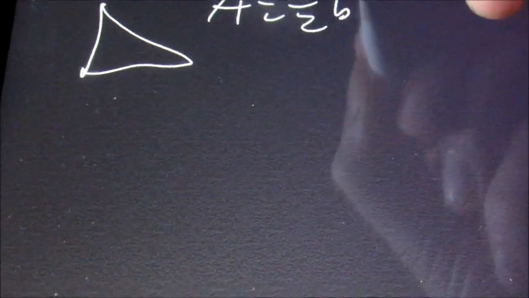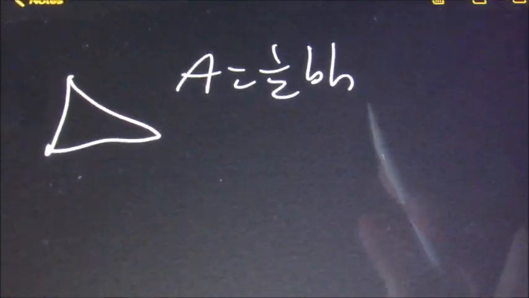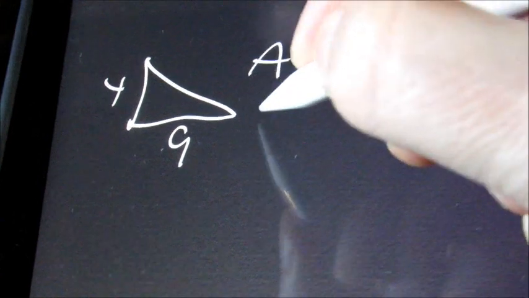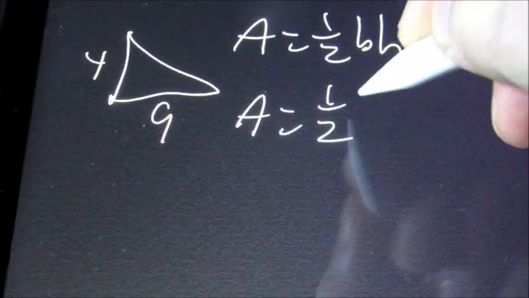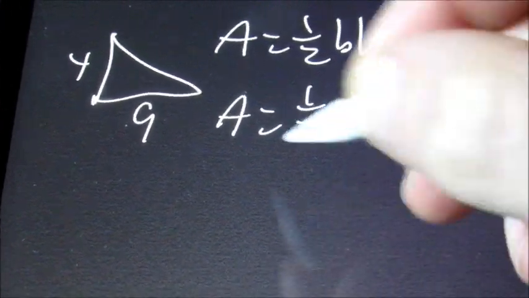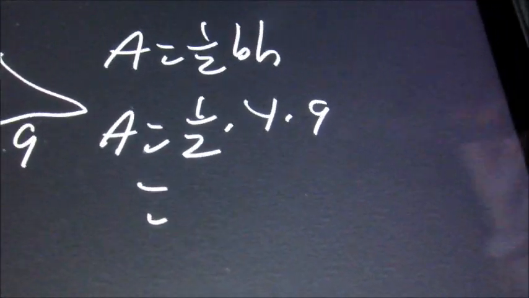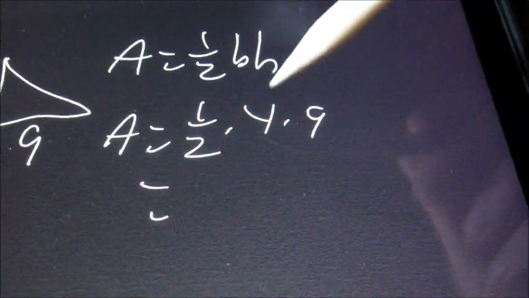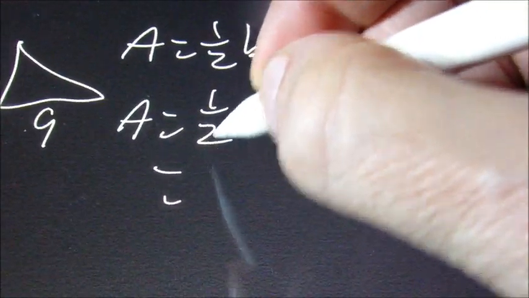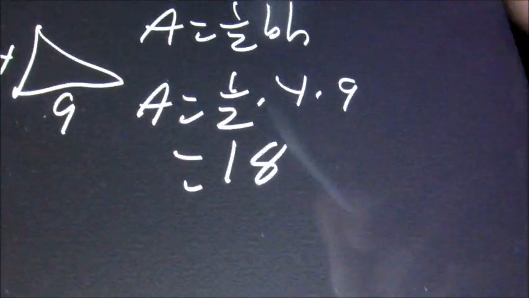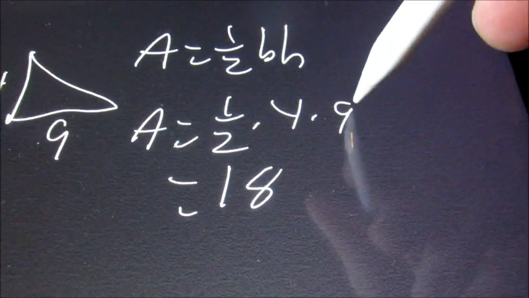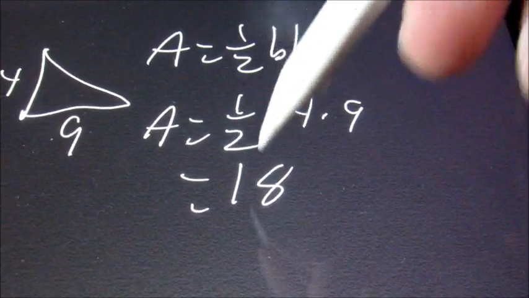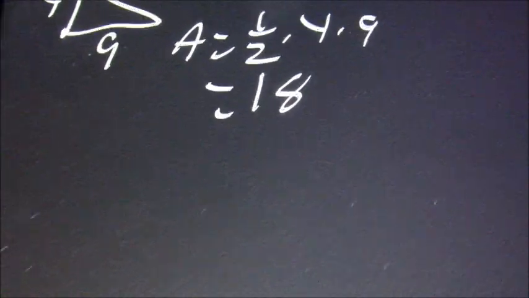So an area equals 1/2 times b times h. B is base, h is height. So for this triangle, a right triangle, say that the height is 4 and the base is 9. We're going to say area equals 1/2 times 4 times 9. And it doesn't matter what order you do this in. 1/2 times 4 is 2, times 9 is 18, or 4 times 9 is 36, divided by 2 times 1/2 is 18. However you want to do that.